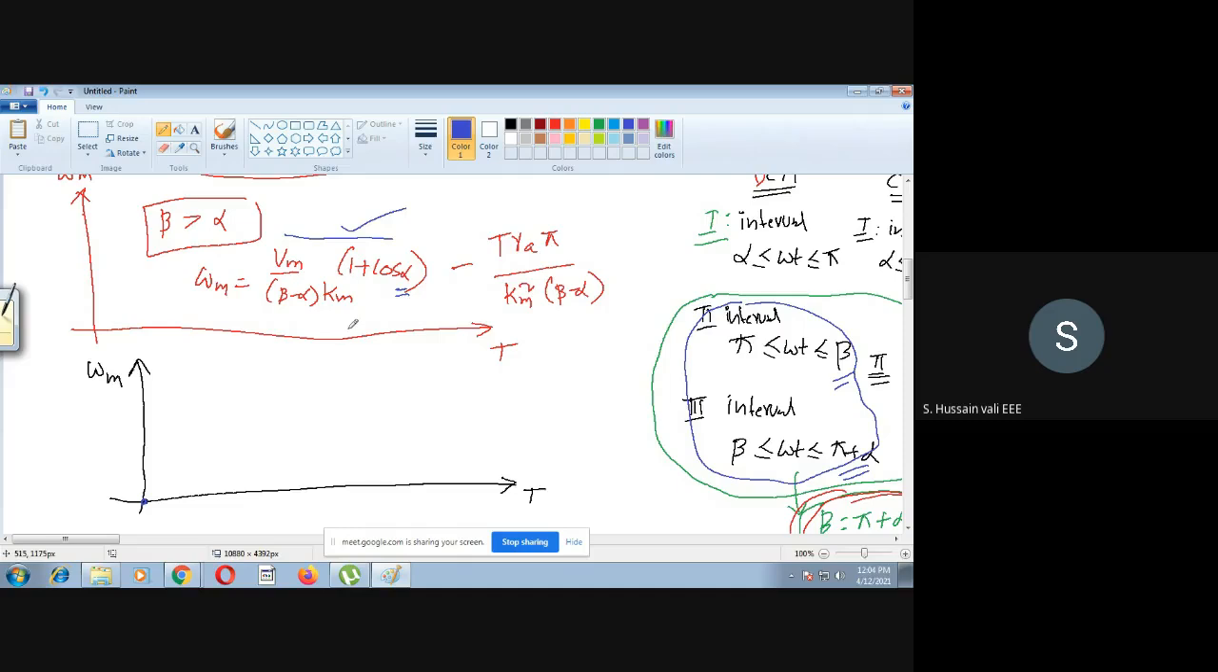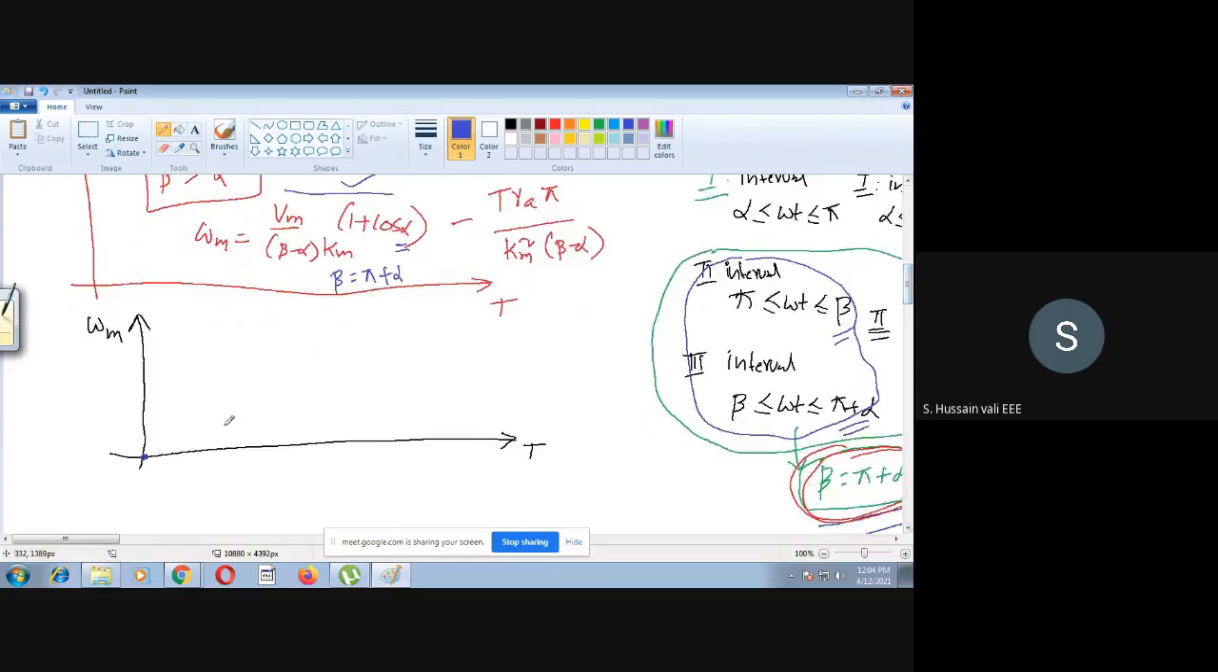Whereas if you see at the boundary condition where beta is equal to pi plus alpha, then in the denominator pi plus alpha minus alpha, the alphas get cancelled, and it becomes only pi. So Vm is constant, pi is constant, Km is constant, then it's a function of only alpha. So I will take this expression and substitute beta equal to pi plus alpha, the boundary condition.